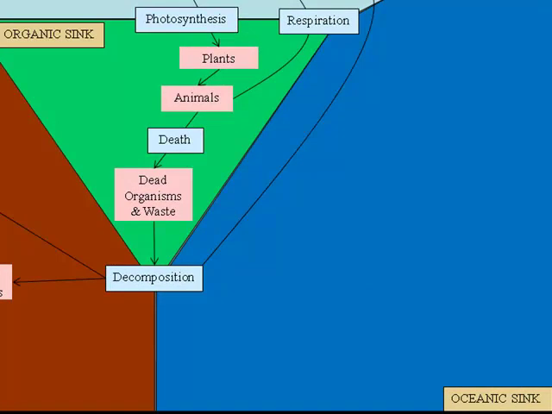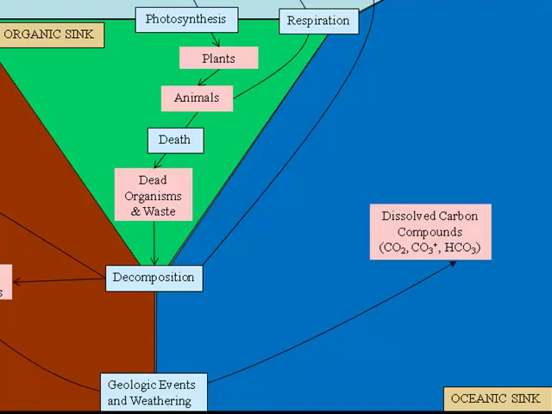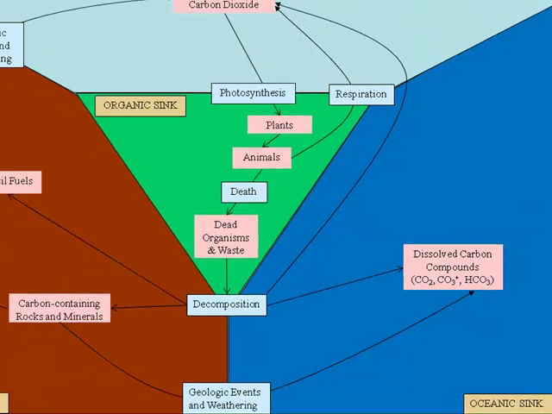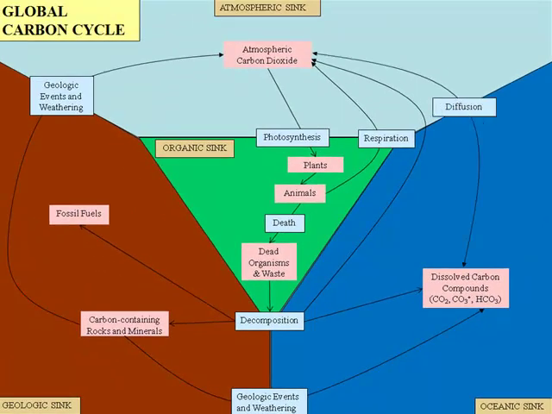The oceanic sink consists of all the carbon stored in the world's vast oceans. As such, this is the largest of the carbon sinks. Carbon can enter the oceans through three primary methods: geologic events and weathering, decomposition of dead organisms and waste, or through diffusion at the ocean's surface. Carbon dioxide dissolves quite easily in water, and in the process forms many different dissolved carbon compounds, like carbonates, bicarbonates, and carbonic acid. Through the process of diffusion, the ocean acts like a sponge and absorbs carbon dioxide out of the atmospheric sink, helping to regulate the amount of carbon dioxide in our atmosphere.